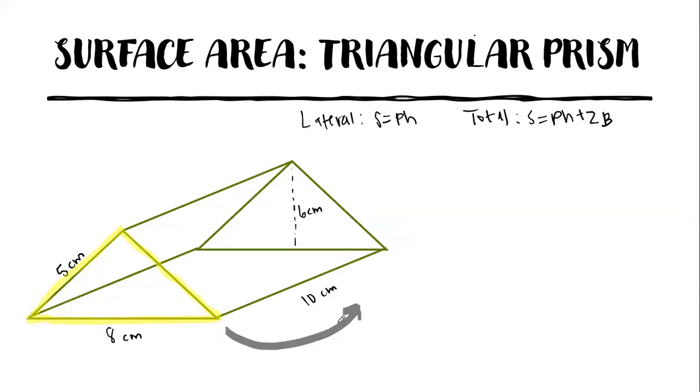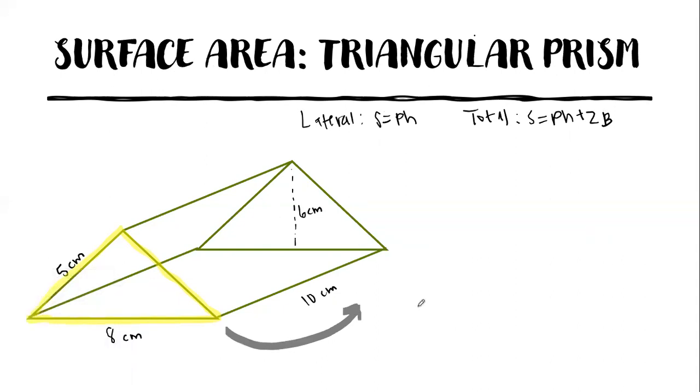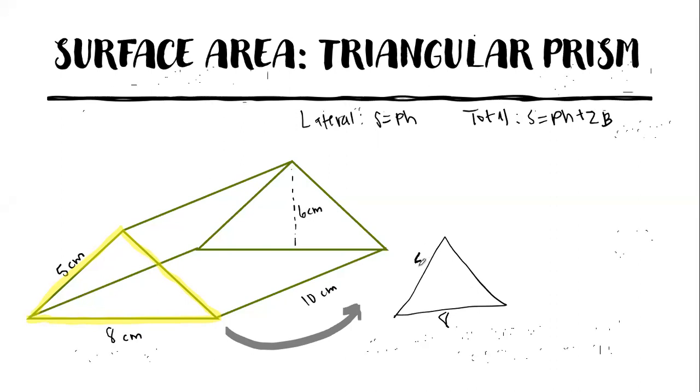All right, so I'm gonna draw out the base on the side. I want the pen. So my triangle has a base of 8. The side length, plug this in. The sides of the triangle are 5 and 5, and the height of the triangle is 6.